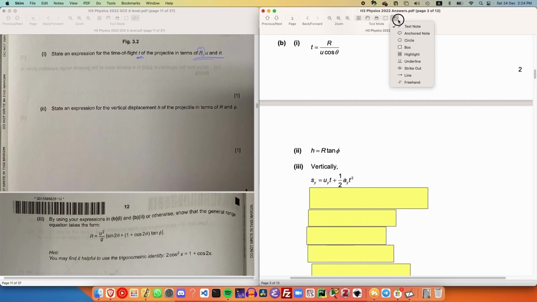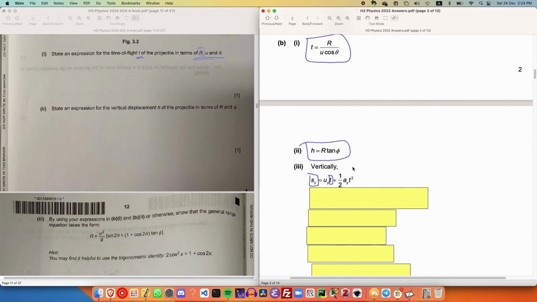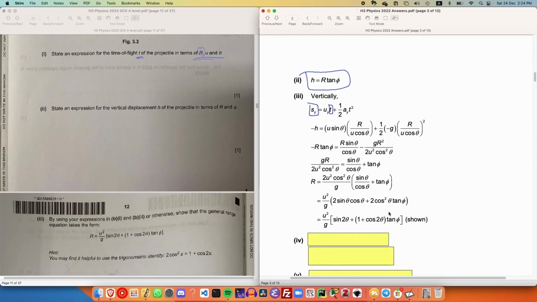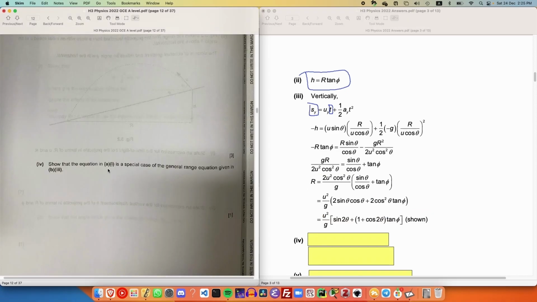And what's nice about this is that now we have t from part 1 and we have s_y from part 2. Substituting in the following expressions would give us this, and just simplifying it down would give us the answer that we want. Now we want to show that part A is a special case of the general equation that we obtained in part B, part 3.